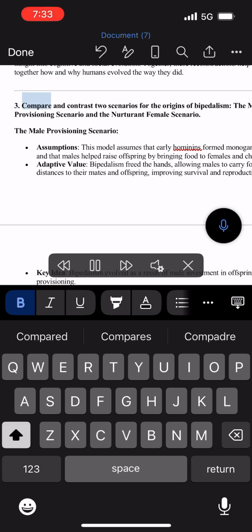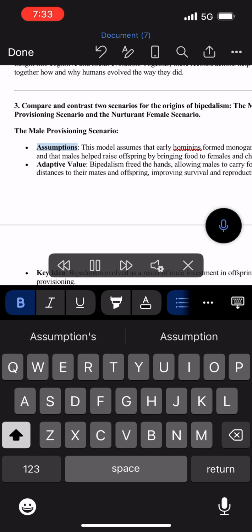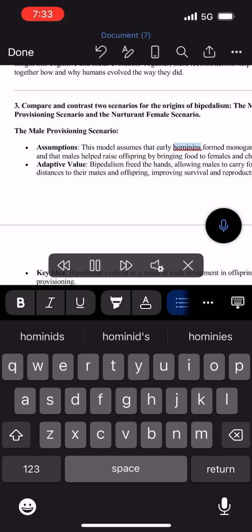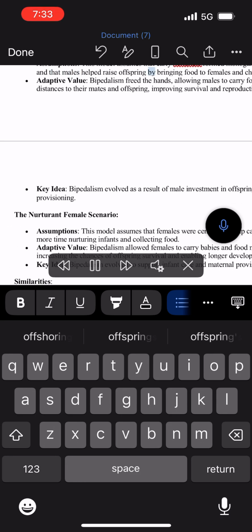3. Compare and contrast two scenarios for the origins of bipedalism: the male provisioning scenario and the nurturant female scenario. The male provisioning scenario. Assumptions. This model assumes that early hominins formed monogamous pair bonds and that males helped raise offspring by bringing food to females and children.